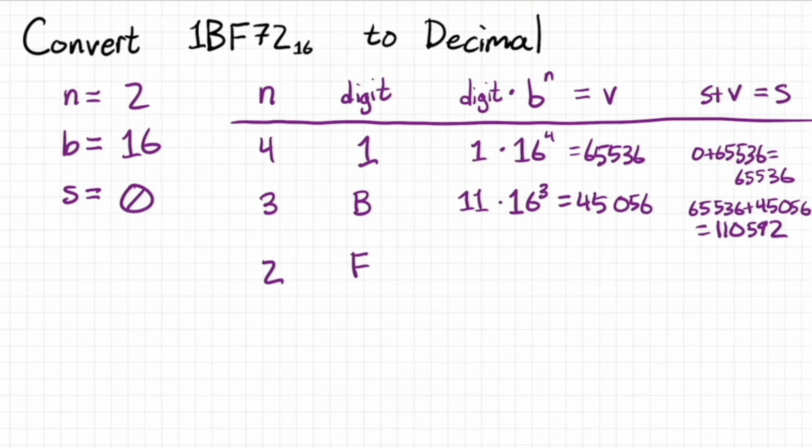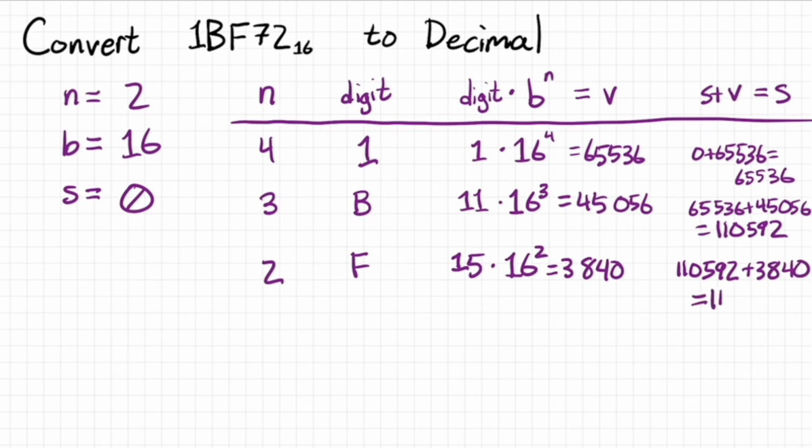We can then again decrement N by 1, and look at our next digit, which is going to be F. F needs to be converted to a decimal number for our math, so we are going to convert that to 15. Multiply that by 16 to the power of 2, which is the power of N. That will give us 3,840. So 110,592 plus 3,840 will give us 114,432.